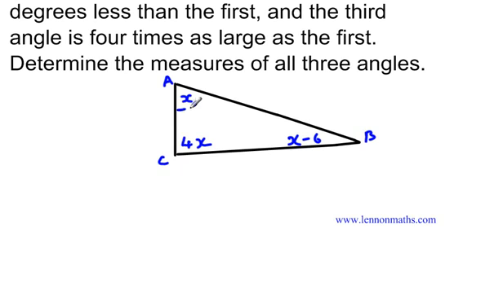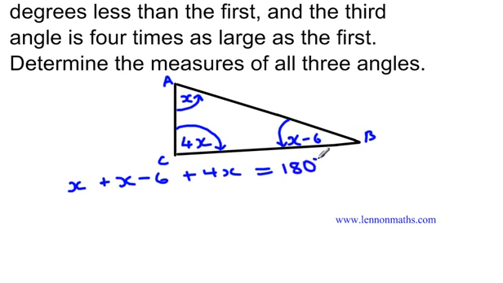So how do we find the sum of the angles in a triangle? Well, just like we use the term sum, we basically add them up. So we're going to add up all these 3 angles. And what do we know about the sum of angles in a triangle? Correct. They add up to 180 degrees. And so if I add angle A, which is X, plus angle B, which is X minus 6, plus angle C, which is 4X, I should get 180 degrees.